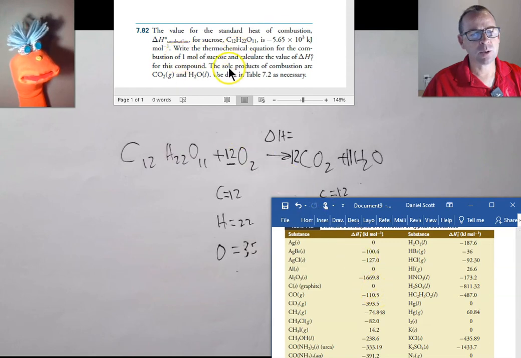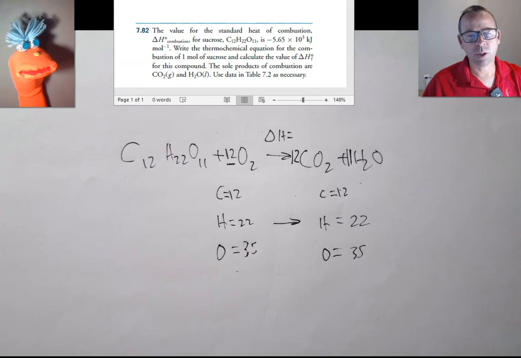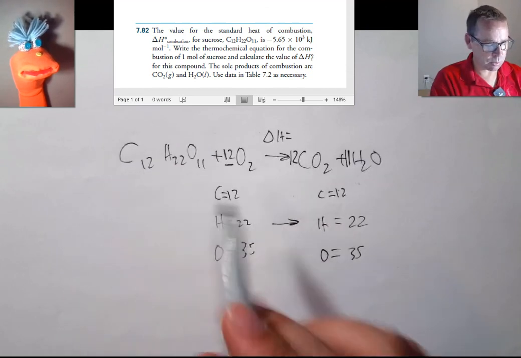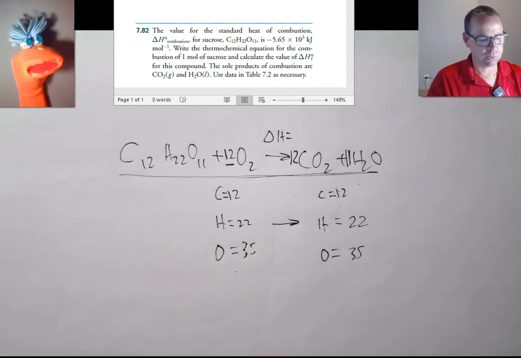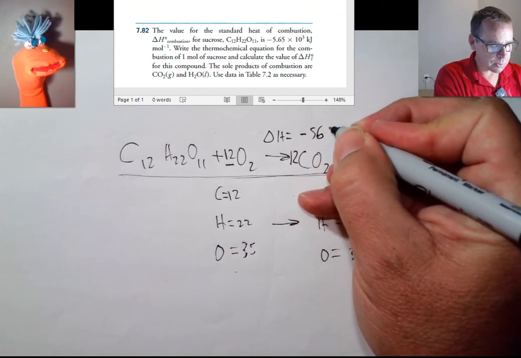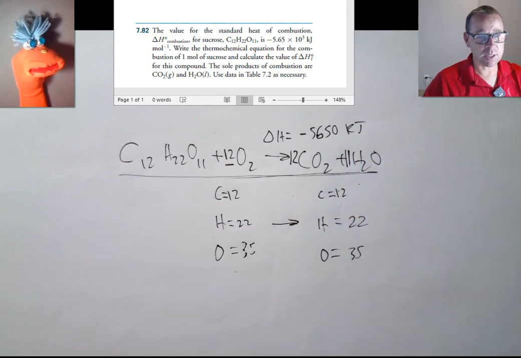Write the sole product, calculate the delta H of formation for this compound. Oh, the delta H of formation. What we're going to do to calculate the delta H of formation for this compound is use the delta H for this reaction. They gave us the delta H for this reaction: negative 5.65 times 10 to the third, or in other words, 5650 kilojoules of energy.